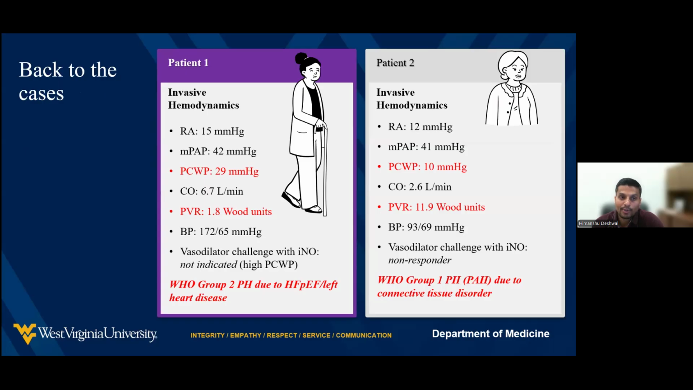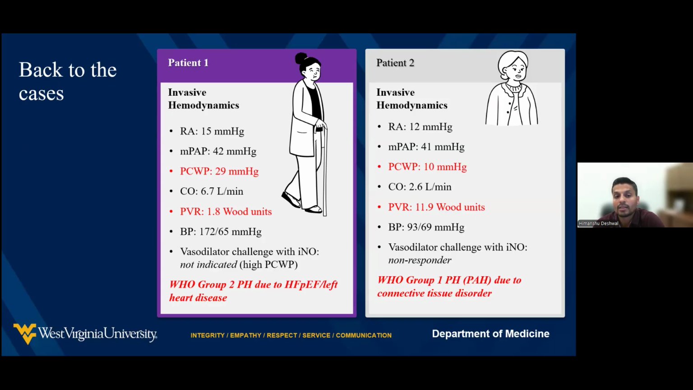So this brings us back to the case. Both patients underwent pulmonary hypertension evaluation. The first patient had a high mean PA pressure, confirming pulmonary hypertension, but also had a high wedge and normal pulmonary vascular resistance, suggesting that they had pulmonary hypertension due to heart failure. So they were treated for heart failure. The second patient had scleroderma, where the pulmonary vascular resistance was very high and the wedge was normal, suggesting this was group 1 pulmonary hypertension, and they were treated with pulmonary hypertension meds.